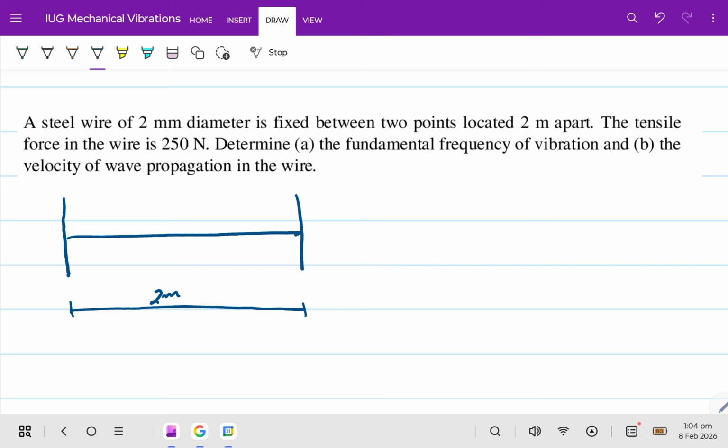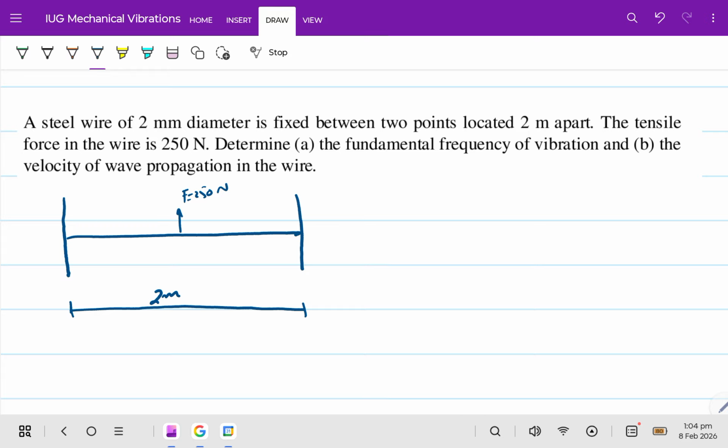The tensile force in the wire is 250 newtons. So the force that is being applied is 250 newton. So a force has been applied, that is 250 newton, to determine the fundamental frequency of vibration and the velocity of wave propagation in the wire.